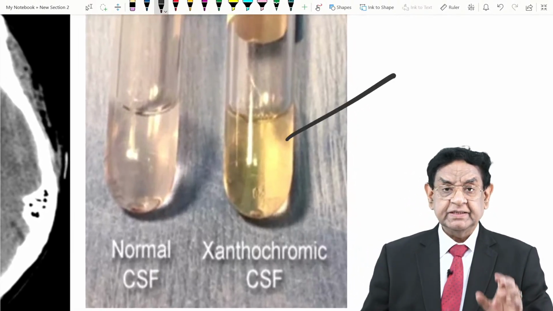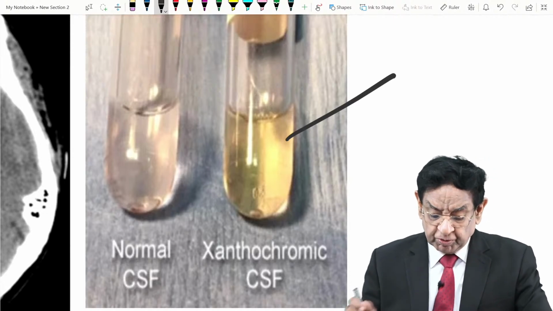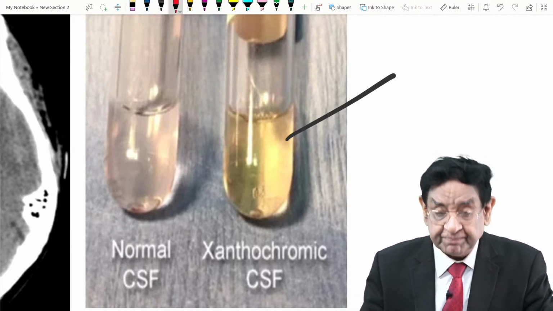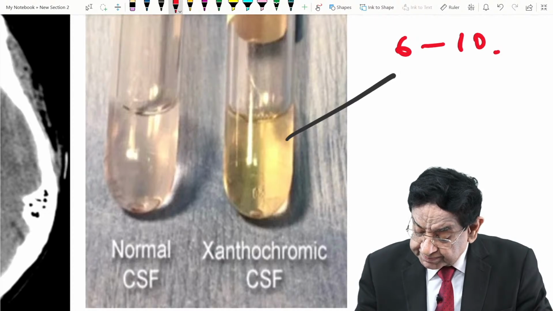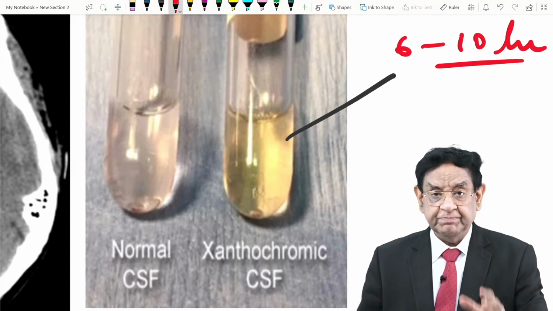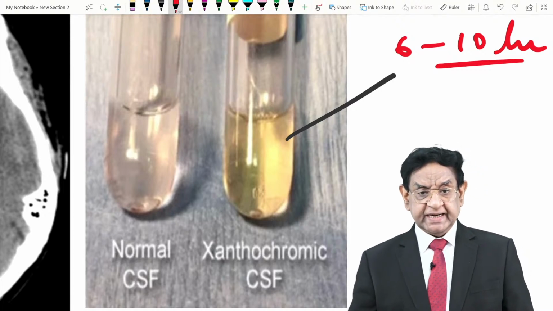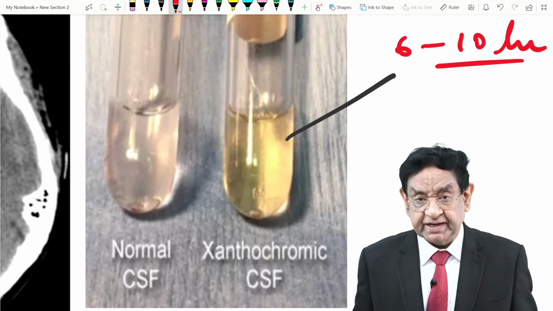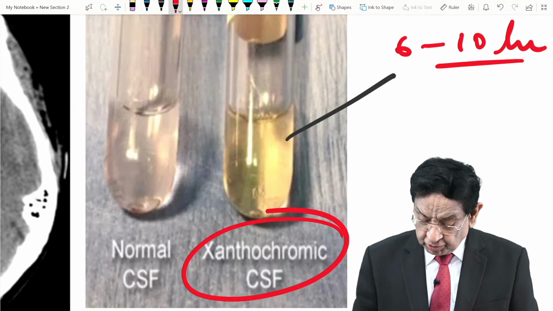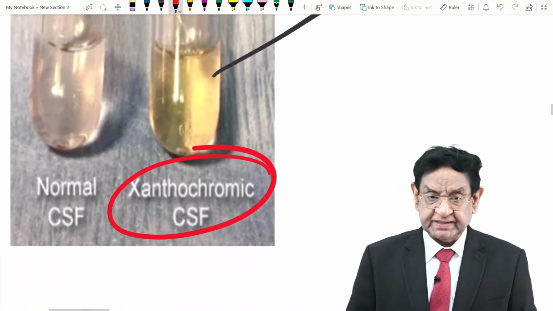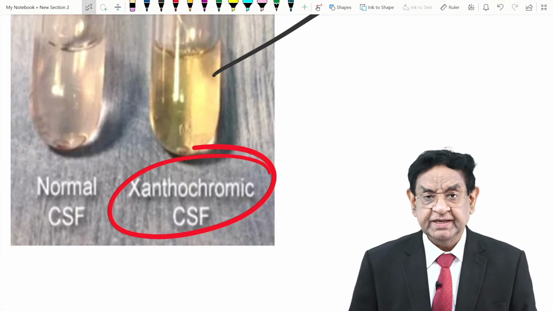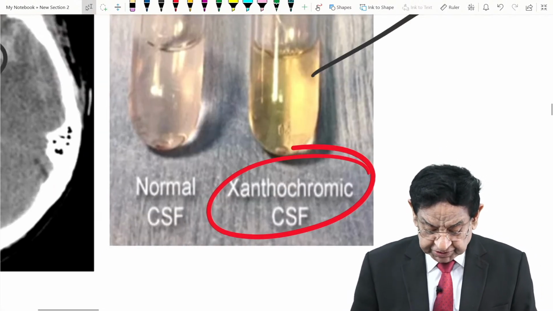Xanthochromia. The CSF turns yellow, but this happens if the CSF is done after about 6 to 10 hours. By the time the RBCs get lysed and they give a yellow color, so-called xanthochromic CSF. That's a classical thing that we see in subarachnoid hemorrhage.